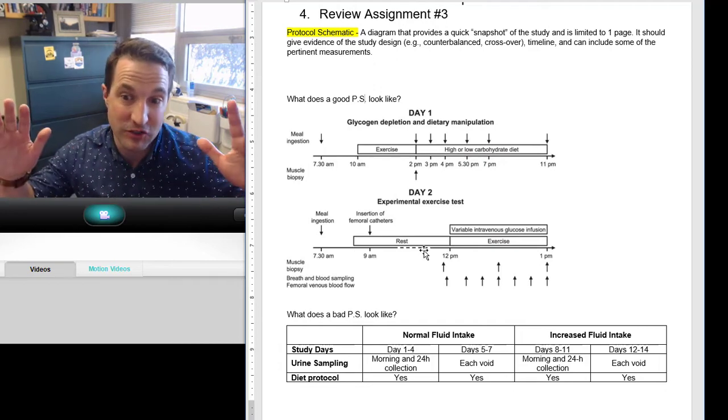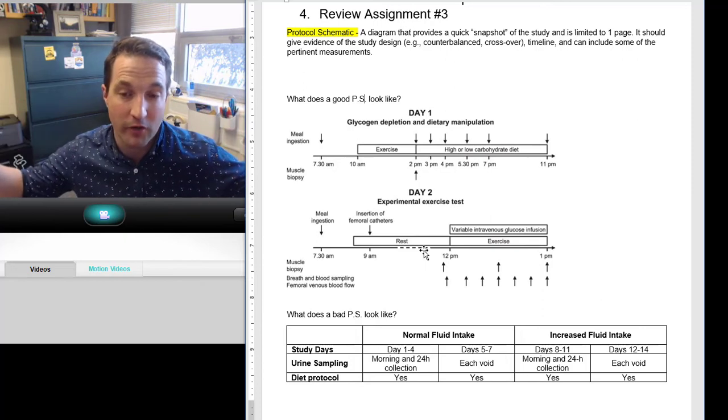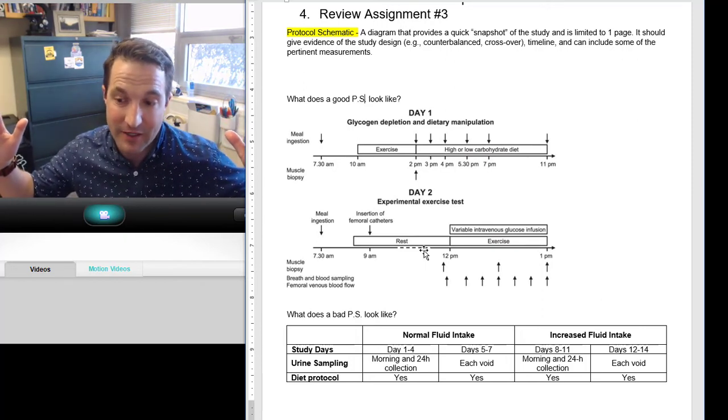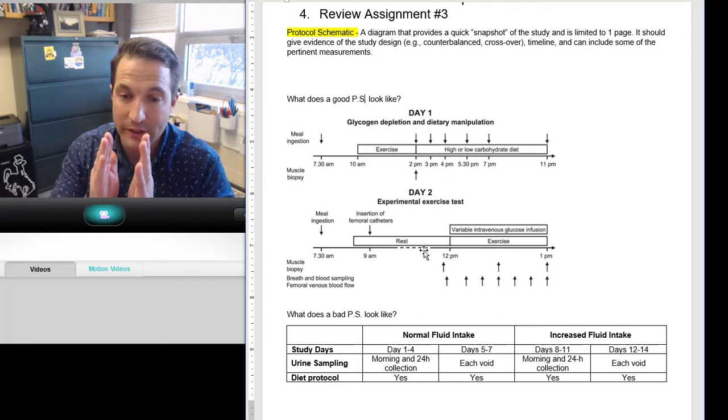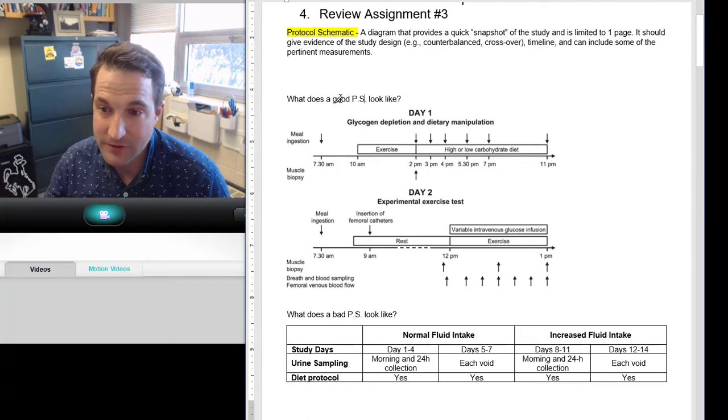Some are zoomed out on the overall protocol of the study. And then let's say we have an experimental day that gets repeated. We might have a zoomed in one that's only on what happens on that experimental day. So for example, here's what a good protocol schematic looks like right here.